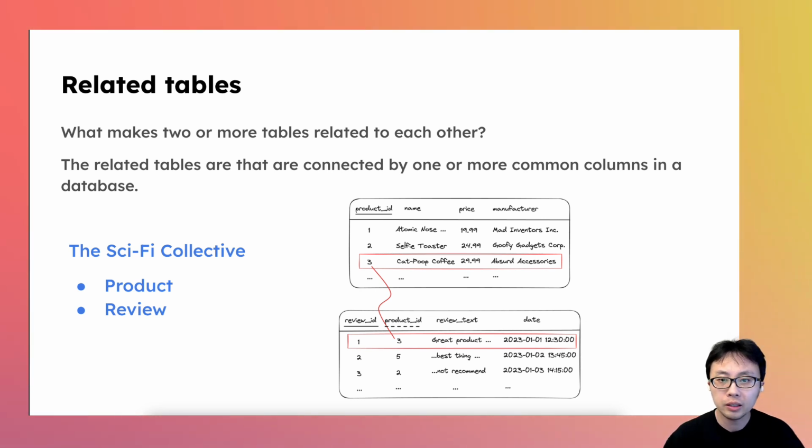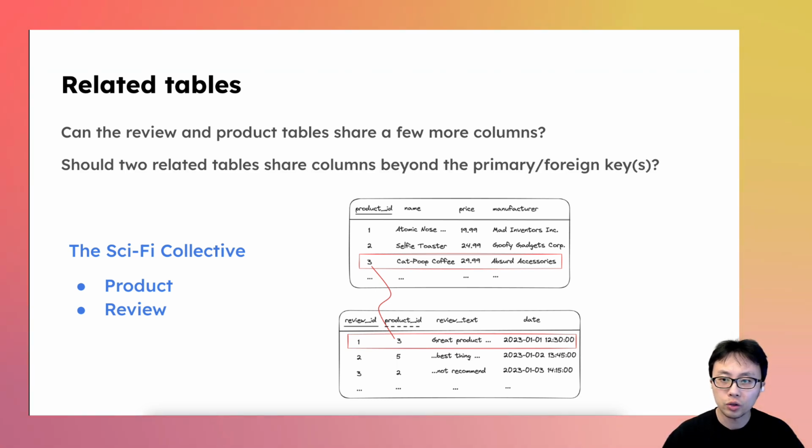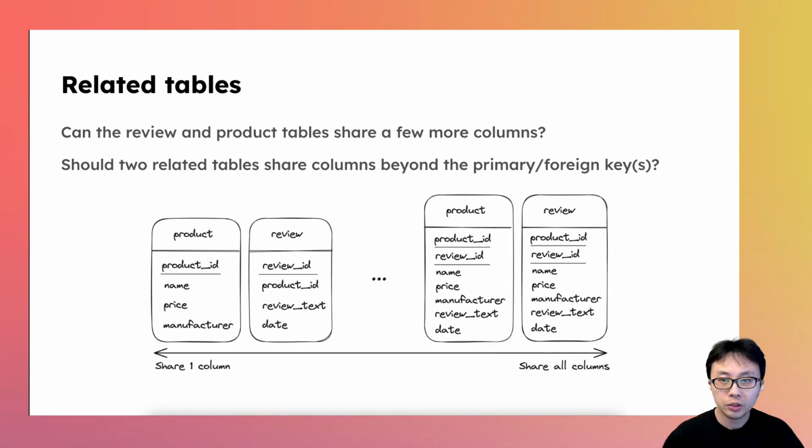As curious as you are, you may wonder whether product and review tables can share a few more columns beyond the product ID. That's a great question about database design. You can even generalize this question a bit to all related tables, like this. Should the two related tables share columns beyond the primary/foreign key? The answer is no. To simplify our discussion, let's look at the scenario in which two related tables use single columns as the primary keys, the product and the review table.